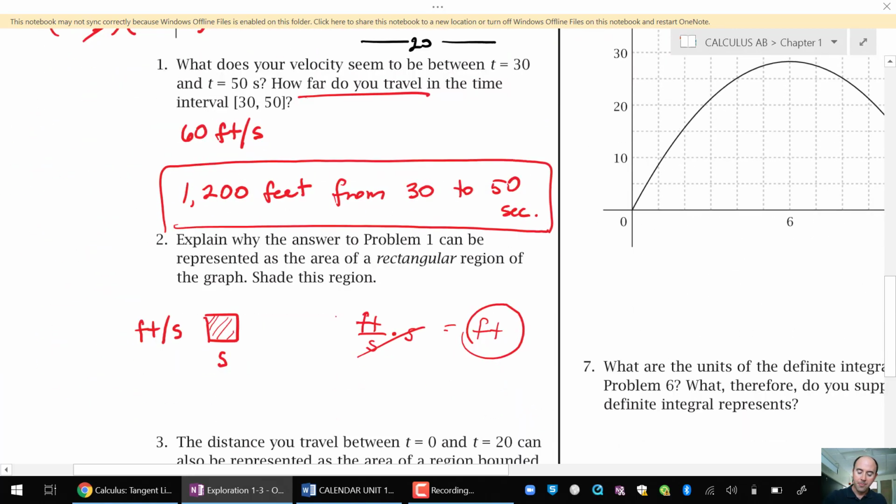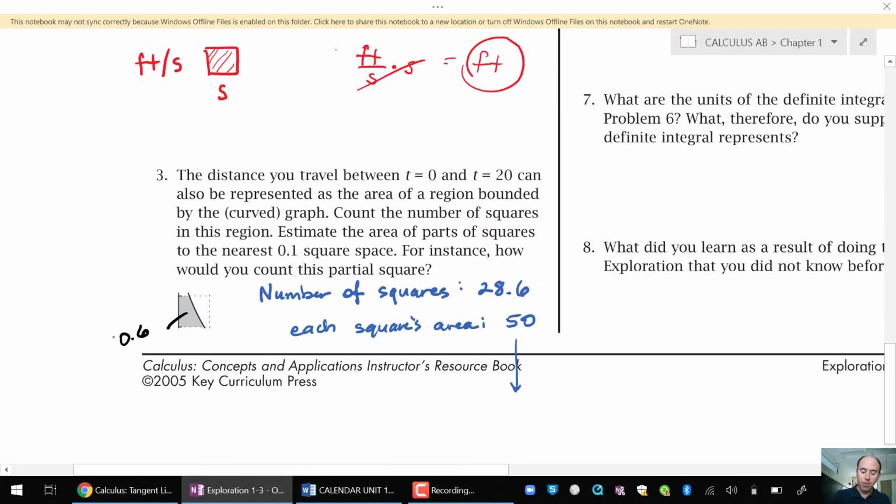So I'm doing this kind of partial square approximation in that grid to try to figure out how much area falls below the curve. Now, if you count up all of the squares, including the little partial pieces from 0 to 20, I counted approximately 28.6. And maybe you estimated and got 28 or 28.1, or maybe you got something closer to 29 or 30. And it's an approximation, that's okay. Each square's area, like I said, was 50.